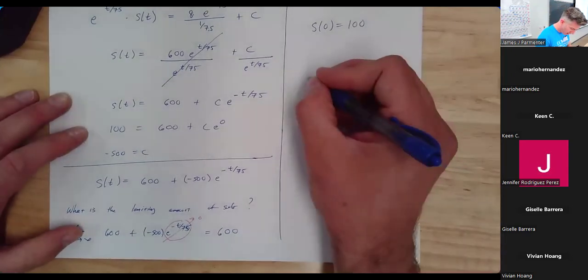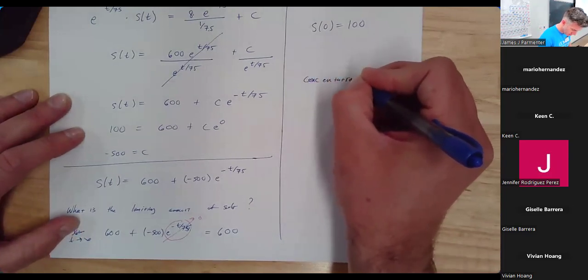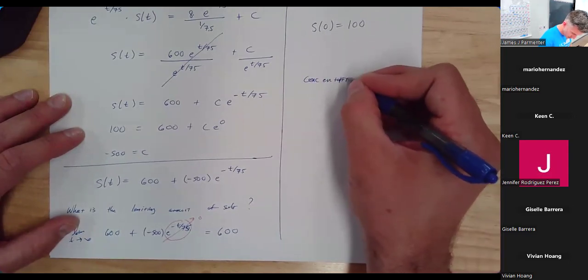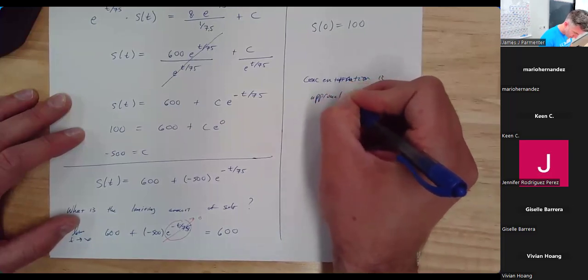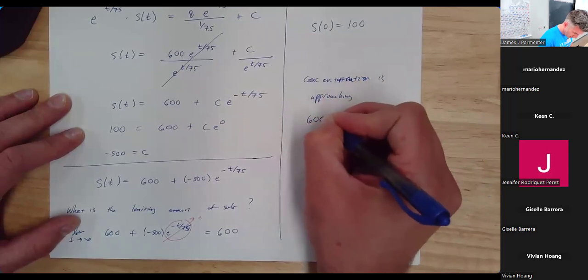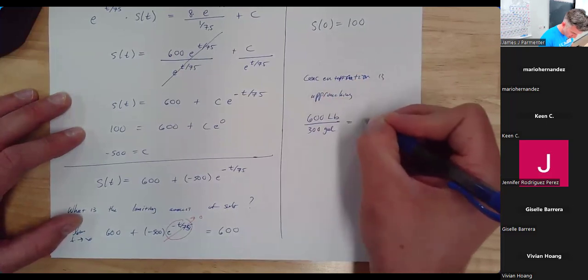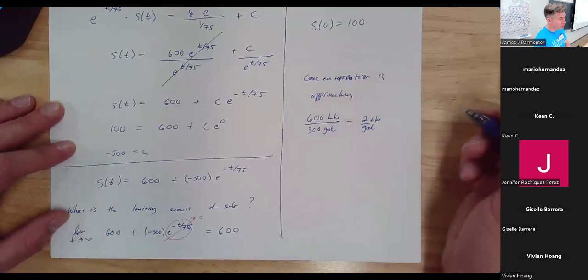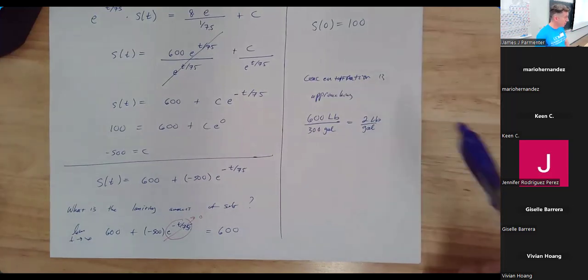And so that means our concentration is approaching 600 pounds of salt divided by 300 gallons of solution, or 2 pounds per gallon. The not coincidentally same concentration of what we were adding to the tank the whole time. That is not a coincidence.